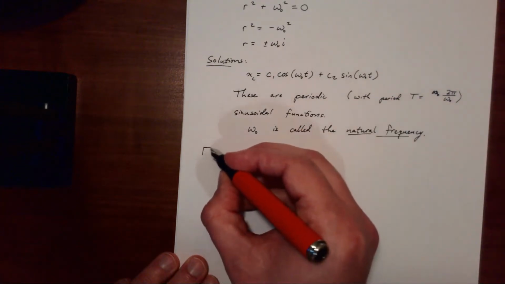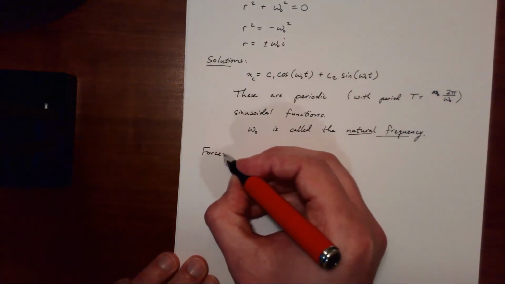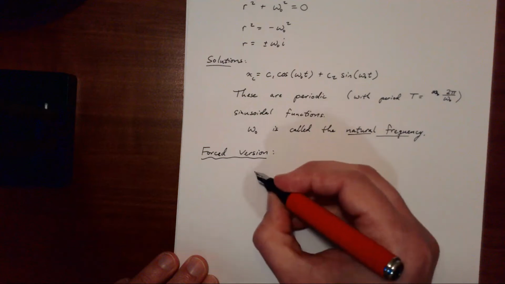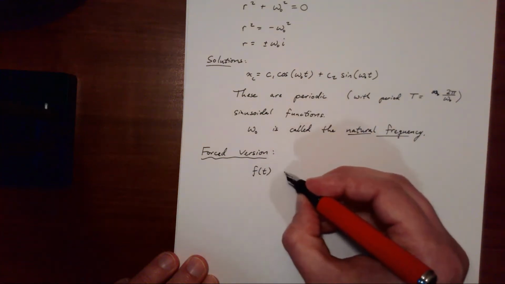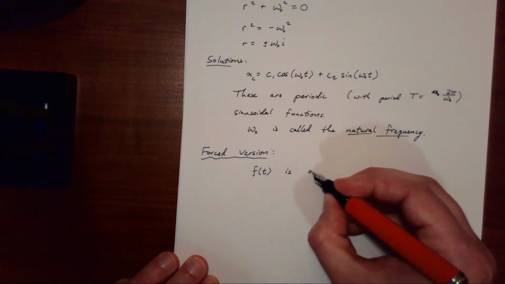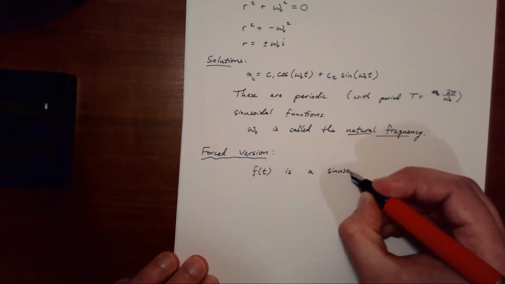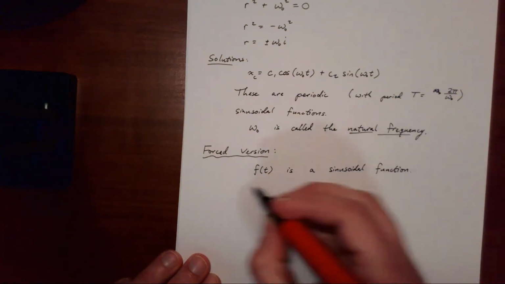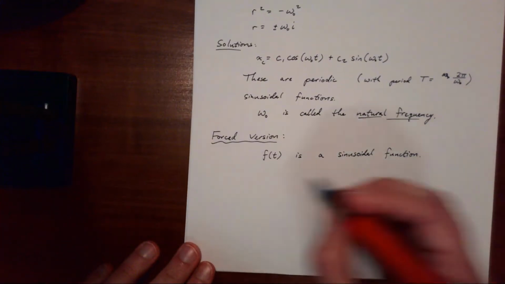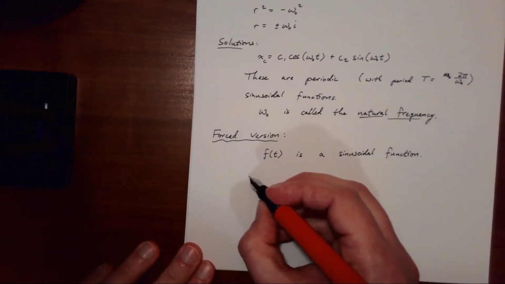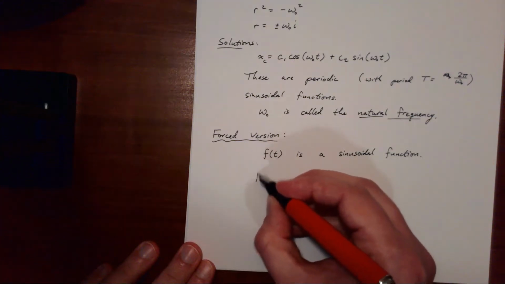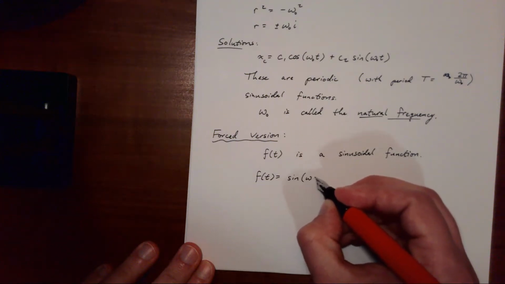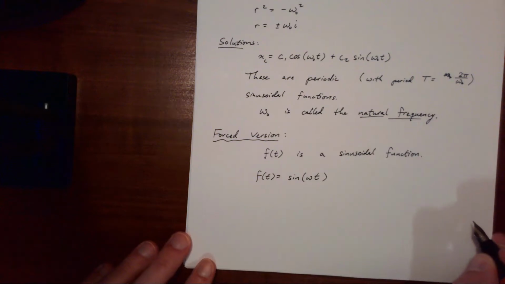Now, the forced version. In particular, let's say that f of t is a sinusoidal function. So sine or cosine, it doesn't really matter. They're basically two sides of the same coin. So for example, f of t equals sine of some omega t. This is not omega naught, just some other omega t.